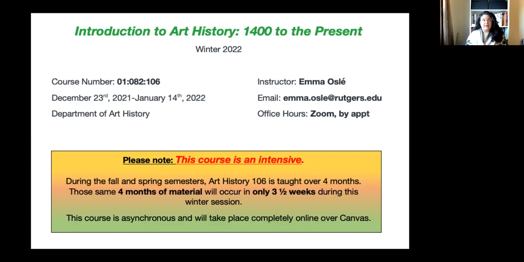So that makes this format, of course, the most challenging because everything is just so jam-packed. It also allows you to really hyper-focus on the class and mastering this content and learning these skills, which is a great way to learn art history, actually.